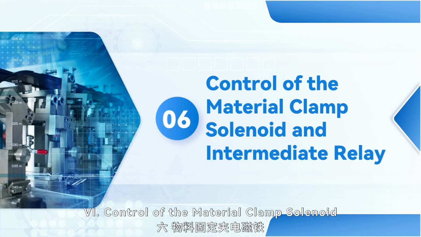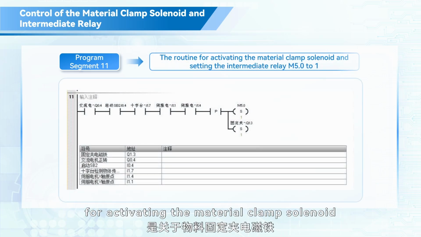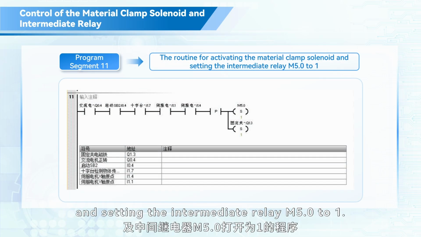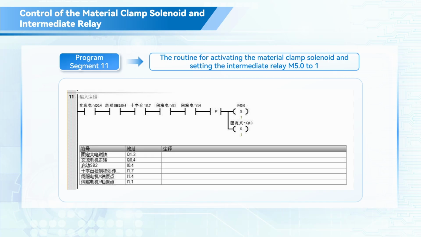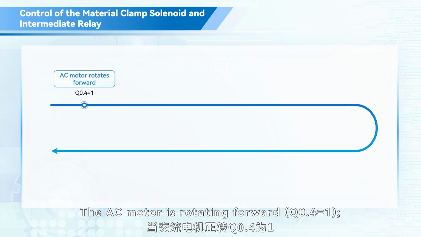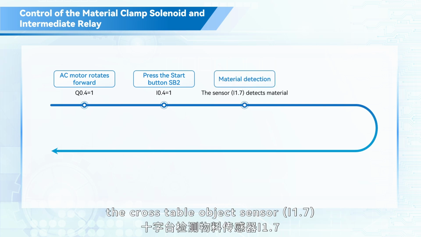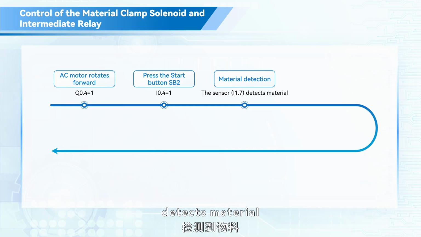6. Control of the material clamp solenoid and intermediate relay. Program segment 11 defines the routine for activating the material clamp solenoid and setting the intermediate relay M5.0 to 1. 5 conditions must be met. The AC motor is rotating forward, Q0.4 equals 1. The start button SB2 is pressed, I0.4 equals 1. The cross-table object sensor, I1.7, detects material, a photoelectric sensor. A signal is reflected back when material is present.